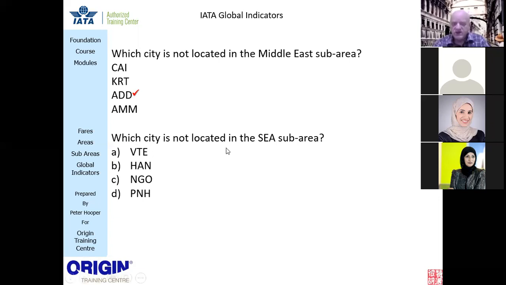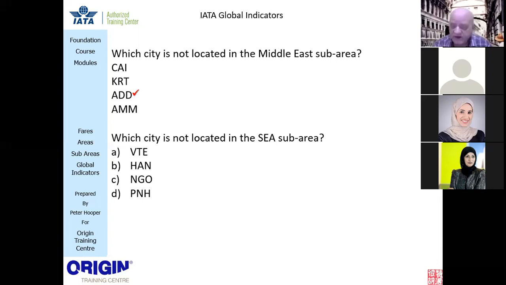Now, which is not in SEA? Can anyone remember what SEA stands for? Southeast Asia. Okay, now let's think of Area 3. We have the South Asian subcontinent, which is everything around India. Southwest Pacific around Australia. And then a special group, Japan and Korea. Now, if it's not in those groups, the only one left is Southeast Asia.